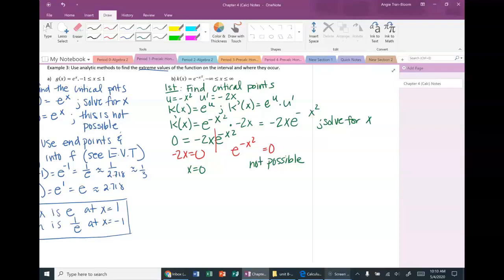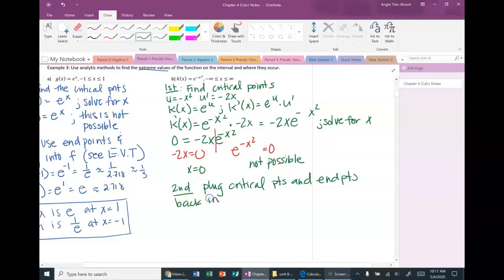Now, if you have critical points and endpoints, you plug them all back into your original equation. So second step, plug critical points and endpoints back into f. Okay. In this case, we're using k.